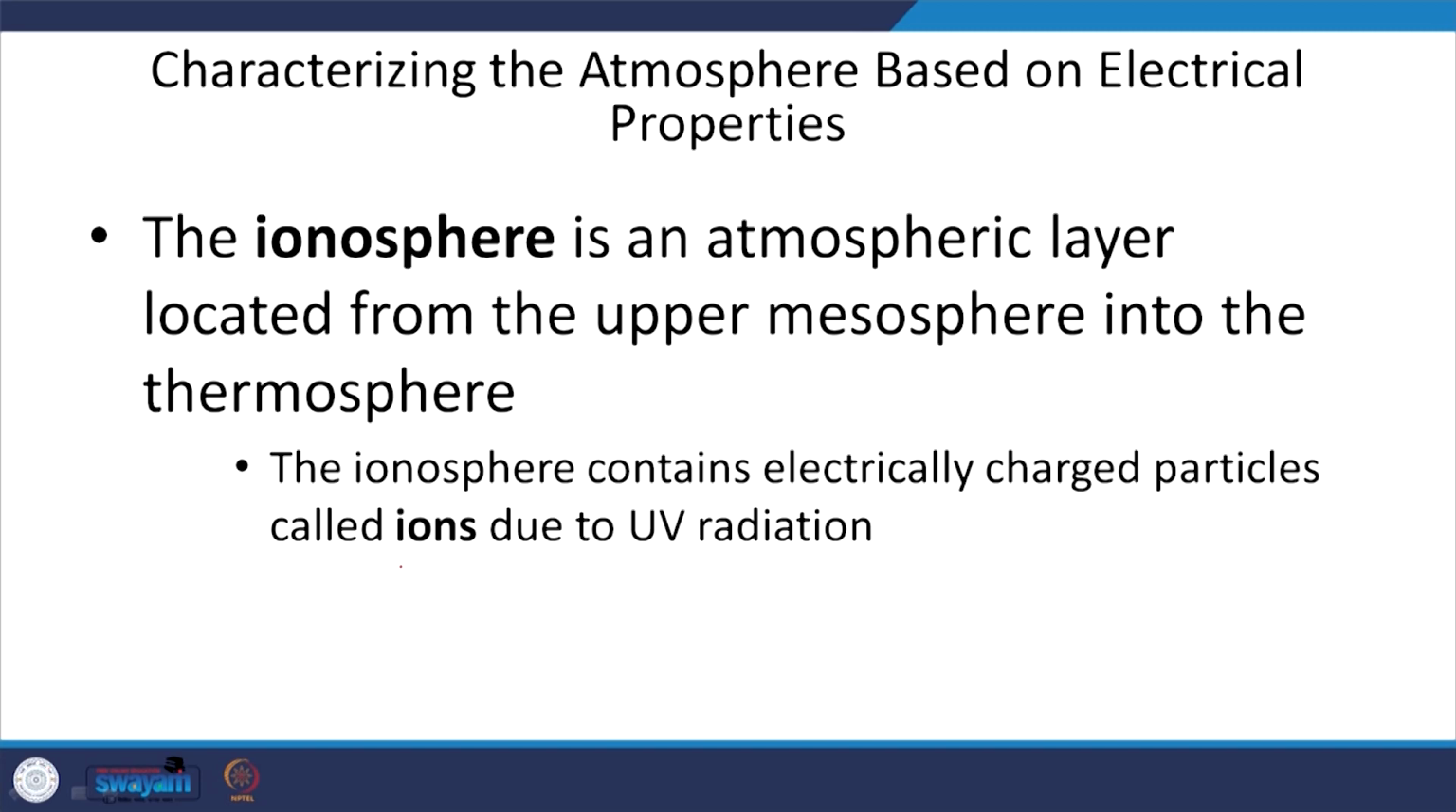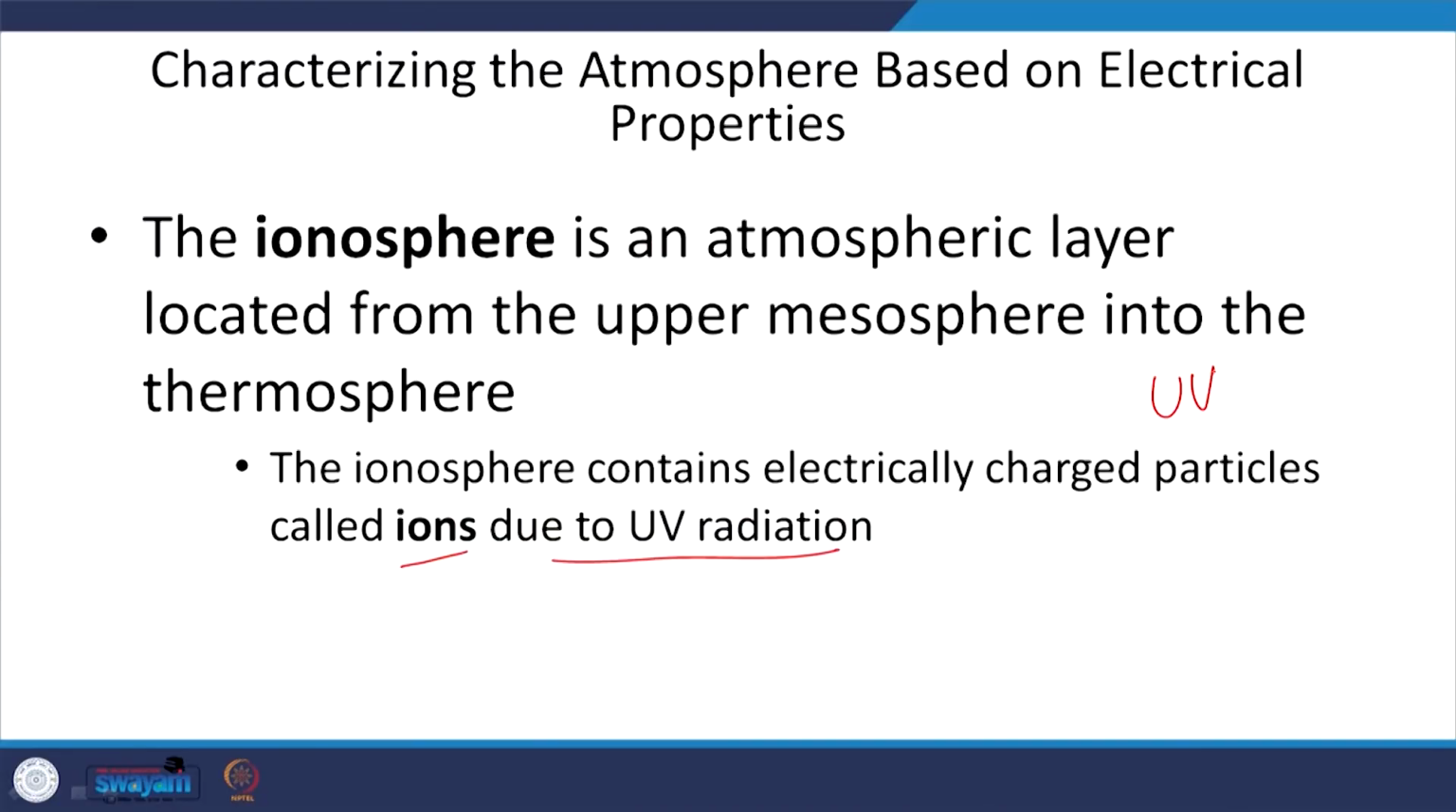Okay. So, the ionosphere contains electrically charged particles called ions due to ultraviolet radiation. That means, how are these ions generated? You have ultraviolet radiation, which is extremely energetic in nature. In the beginning itself, we have learned that ultraviolet radiation has the ability to ionize all the species that are present in the atmosphere in gaseous form. It also has the energy to dissociate all the molecules. So, ultraviolet radiation can dissociate molecules and ionize atoms.